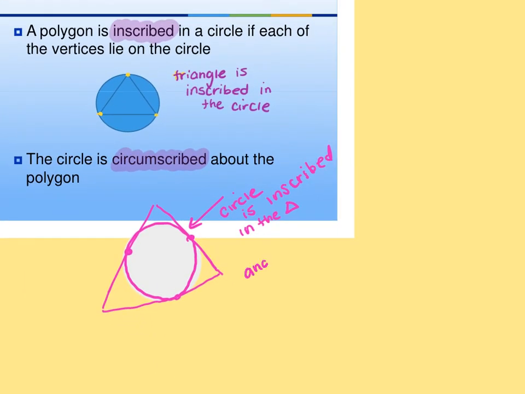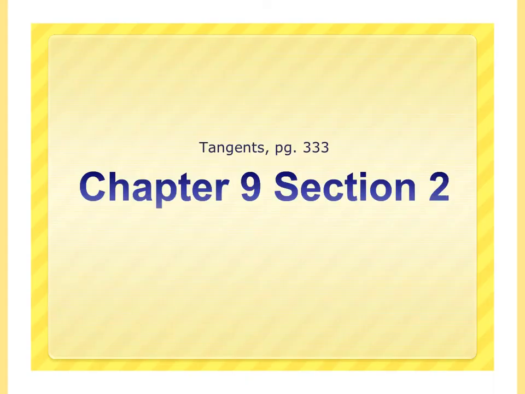And the triangle is circumscribed about the circle. So the one on the inside is inscribed, again, inside, inscribed, and the one on the outside is said to be circumscribed. You're not really going to be tested on this, but sometimes it'll tell you a triangle is inscribed in a circle, and you have to draw that. So you have to know by the word definitions of those words what that means. Again, this is now 9.2.